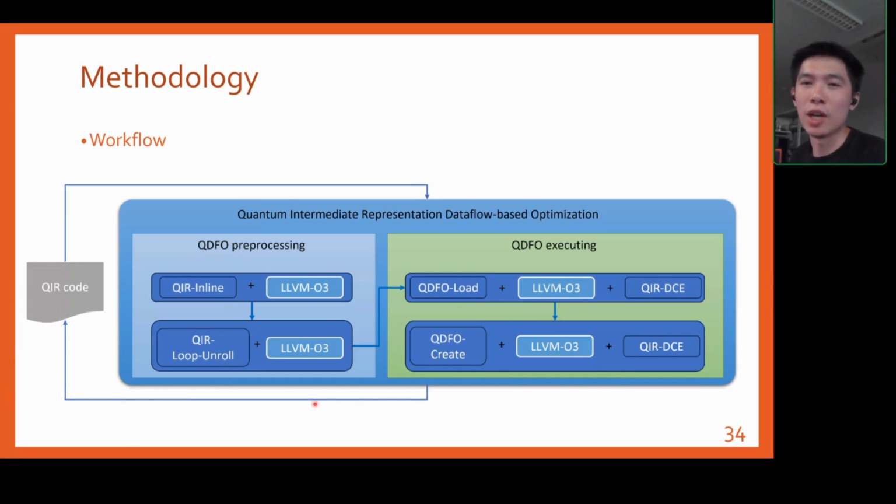So we plan a workflow for our optimizations. QIR inline and QIR loop unrolling are used in the preprocessing phase to unfold the code, which can provide more contextual information for the optimization. After that, we execute the QDFO load and QDFO create optimizations to eliminate the redundant code. We use LLVM's O3 optimization in our optimization process because some of the classical optimizations, such as inline, loop unroll, and DCE, can be reused.